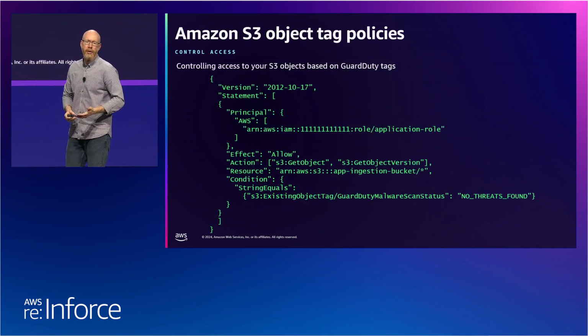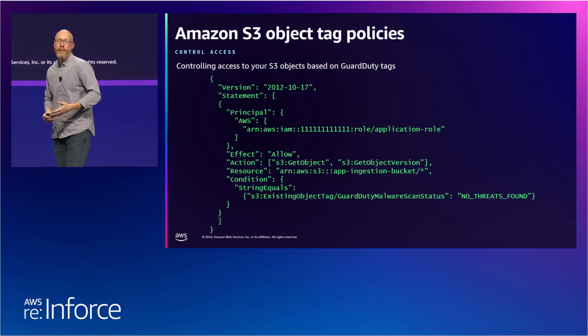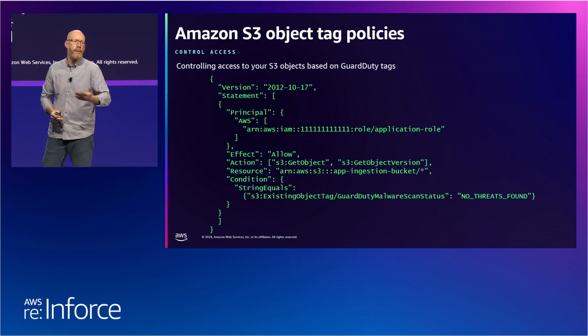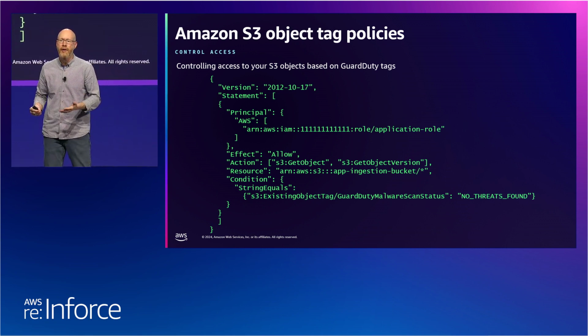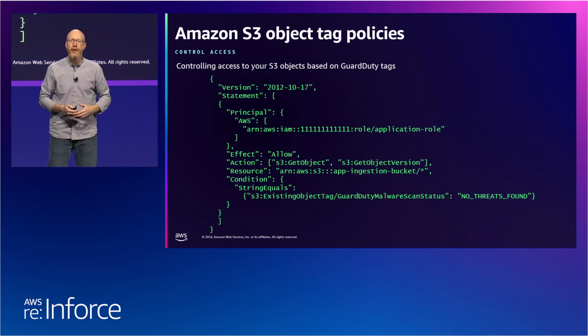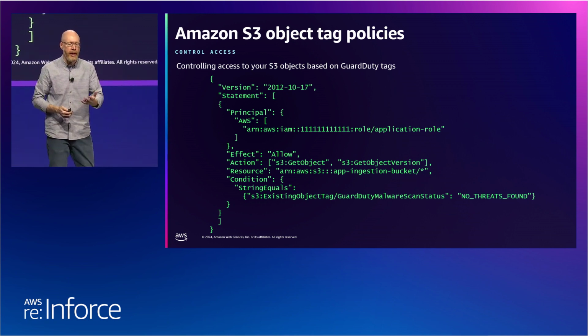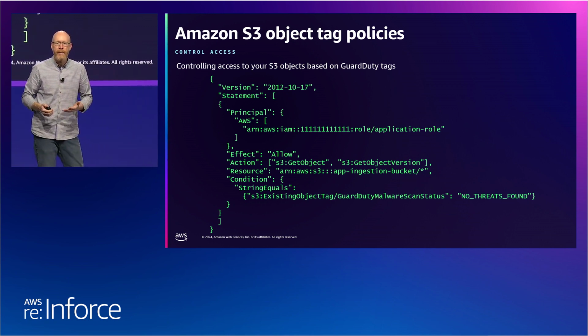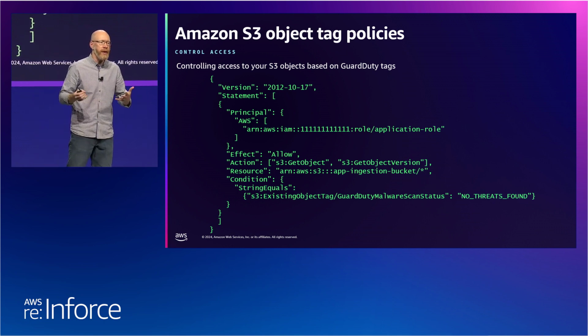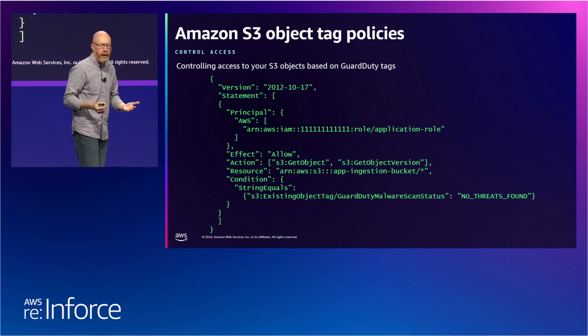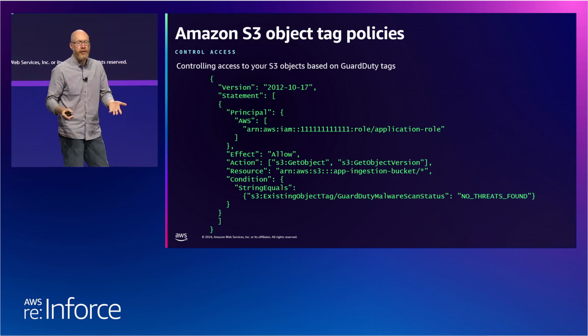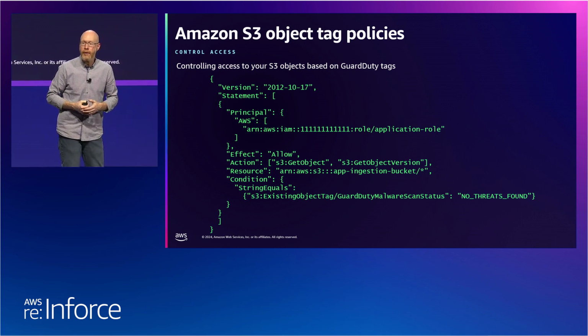So what are some of the things you can do with that? Well, one of the things you can do is implement an IAM policy or a bucket policy that limits which tags you can interact with. In this example, this is an example bucket policy, and it's authored so that a specific role can only get objects if they're tagged with the No threats found attribute.